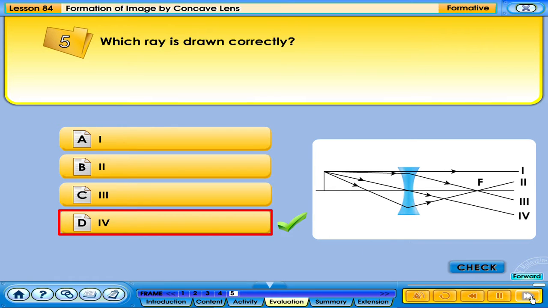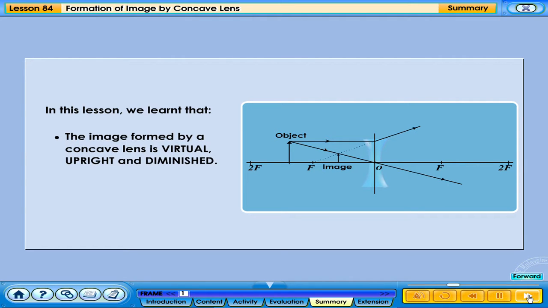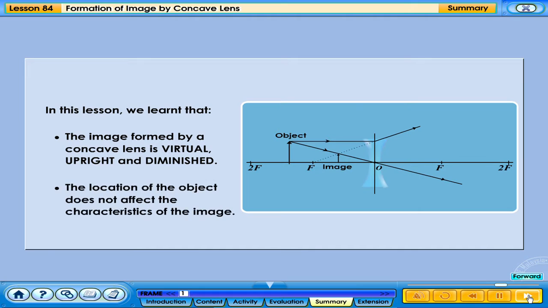Your answer is correct. In this lesson, we learnt that the image formed by a concave lens is virtual, upright, and diminished. The location of the object does not affect the characteristics of the image.